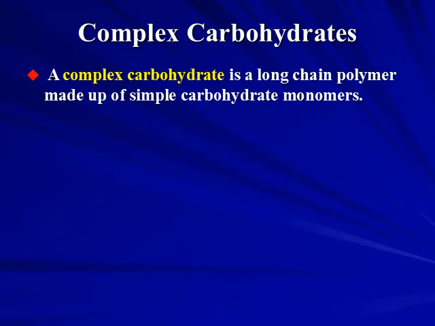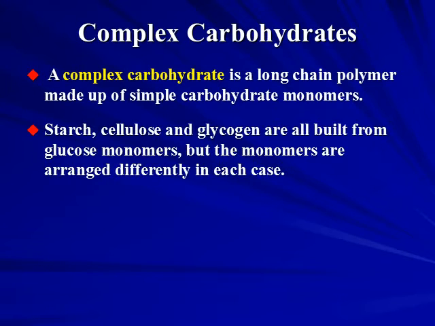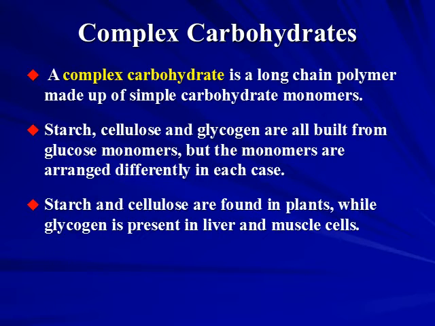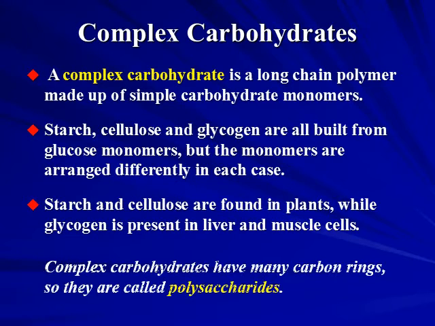A complex carbohydrate is a long-chain polymer made up of simple carbohydrate monomers. Starch, cellulose, and glycogen are all built up from glucose monomers, but the monomers are arranged differently in each case. Starch and cellulose are found in plants, while glycogen is present in liver and muscle cells. Complex carbohydrates have many carbon rings, so they are called polysaccharides.